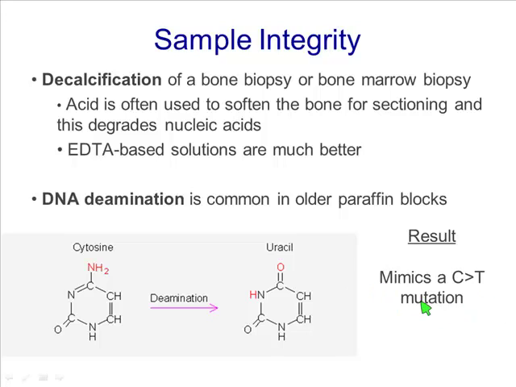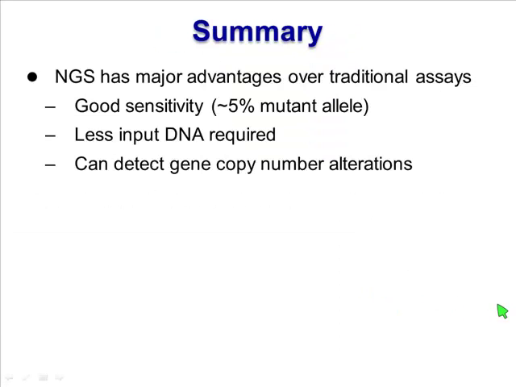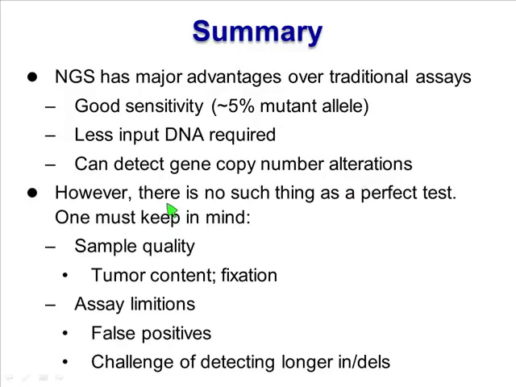So to summarize what we've discussed, NGS has major advantages over traditional assays. Very good sensitivity, requires very little DNA, less DNA than a typical KRAS test. And we can detect copy number alterations and, in some cases, translocations. However, we have to keep in mind that there is no such thing as a perfect test, that sample quality is important, including the tumor content and how it was fixed.